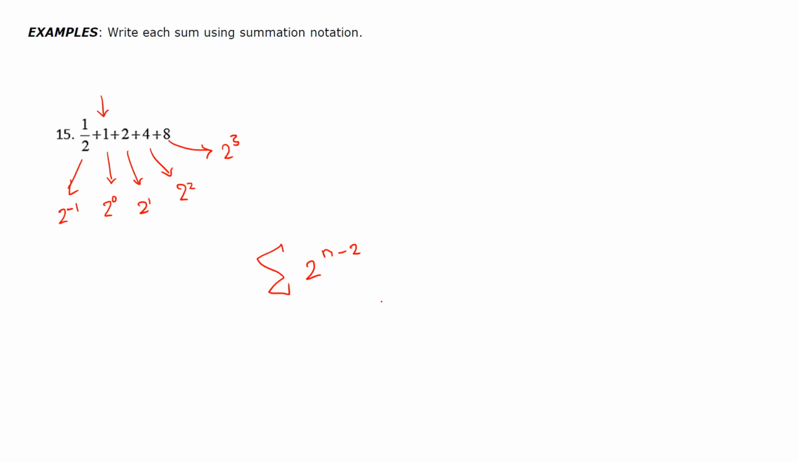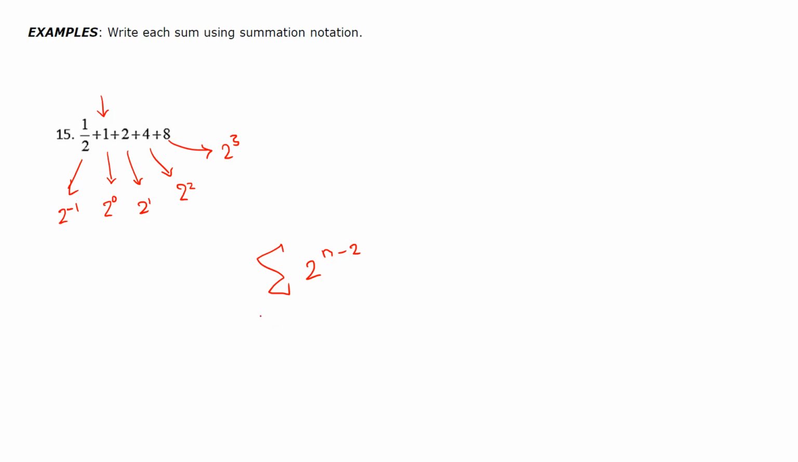If I plug in 1, my first term in my sequence, I want it to be, sorry, not 1, I want it to be negative 1. So if I plug in 1 into n minus 2, I'm going to get negative 1. This is similar to the recursion formula that we did near the beginning of this section. So n minus 2 would represent the first term, 2 to the negative 1.